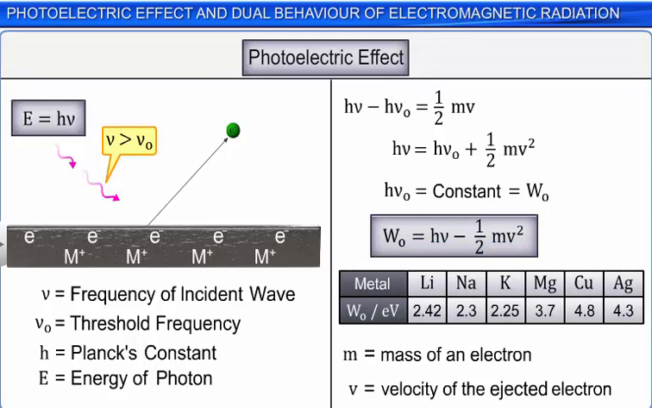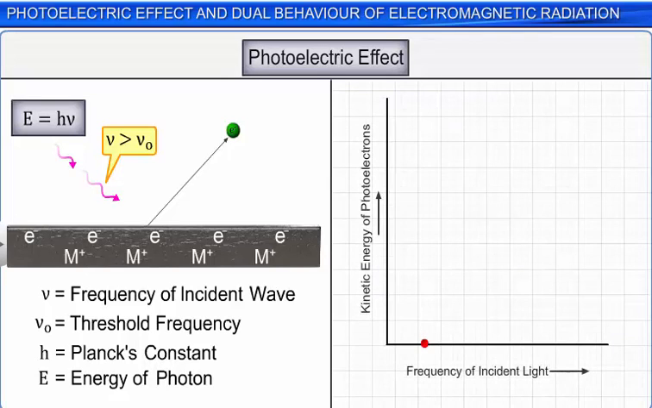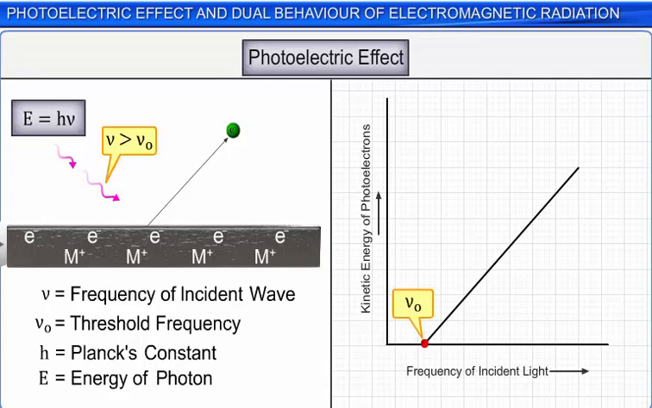Hence, if the energy possessed by the photon is high, the energy transferred to the electron is also high, and hence the kinetic energy of the ejected electrons is also high. In other words, greater is the frequency of the incident light, greater is the kinetic energy of the ejected electron, as shown in this graph.